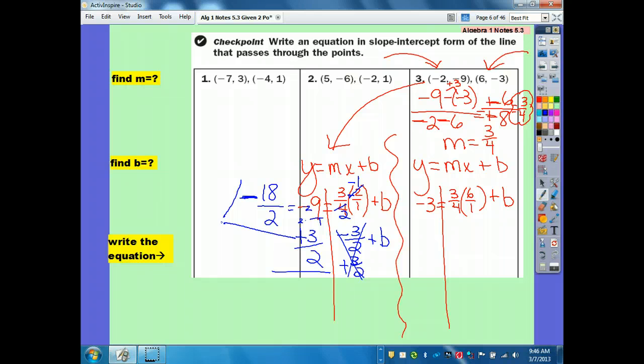Fight or no fight? Who wins? Negative by how many? 15 over 2, which simplifies to a negative 7 and 1/2, no matter which way you do it.